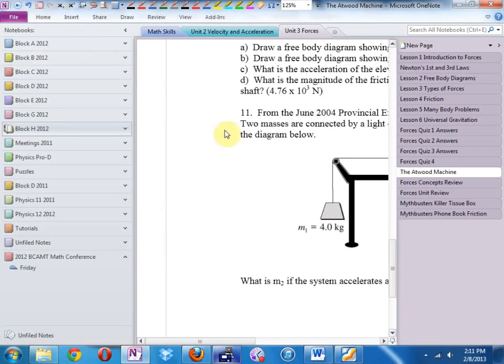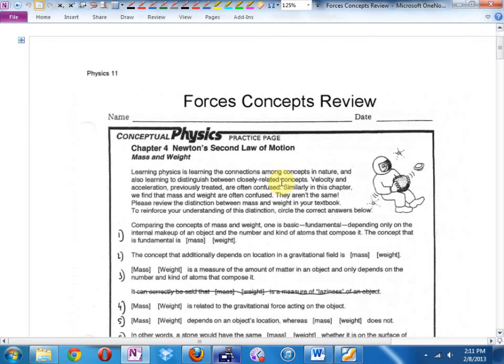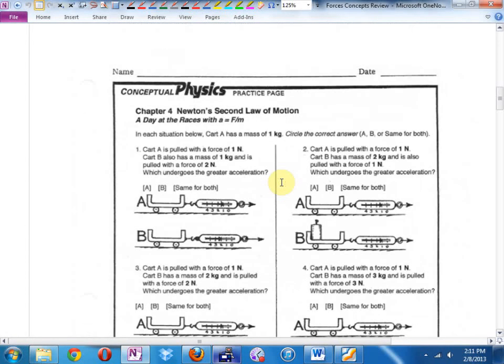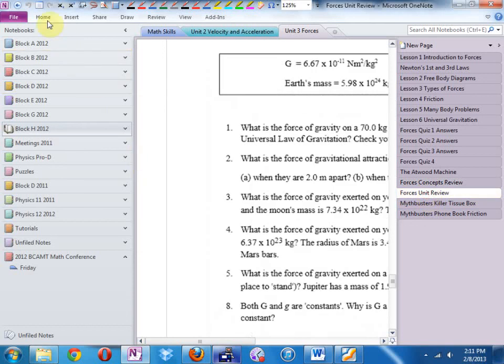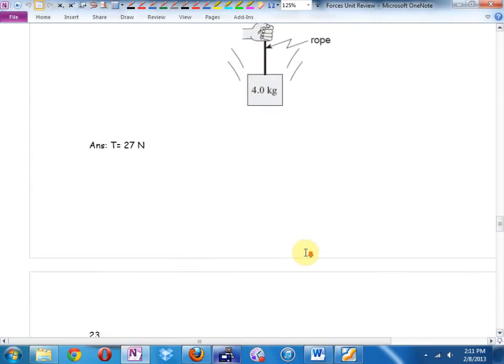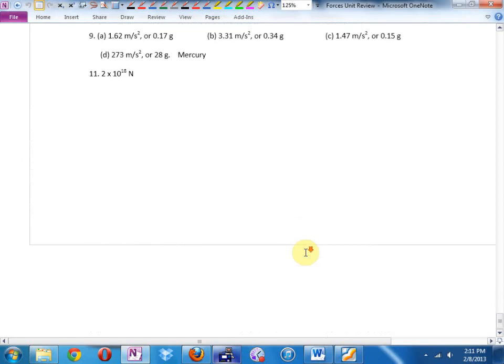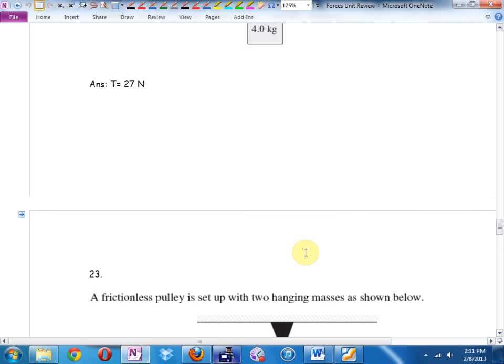Then, hang on a second, Jordan. After you finish that, you have the Forces Concepts Review. This is due on Thursday, and I attach the answers. Forces Unit Review, the answers are either next to each question or at the end of the exercises, depending on how fast I was typing this in. I think the answers are right. This is also due Thursday, the day of the test.